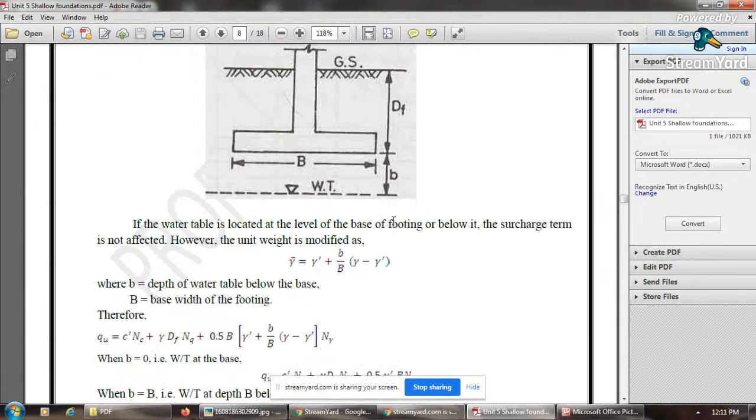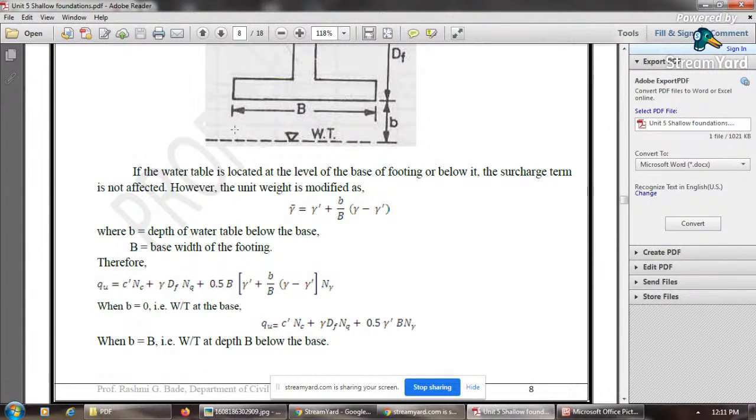So what will be the condition? Let us see what happens. If the water table is located at the level of the base of the footing or below it, the surcharge term is not affected. However, the unit weight is modified. It says that the surcharge load will not be affected, meaning if the water table is within the foundation depth or below it, the surcharge loading will not change, but there will definitely be a change in your unit weight as it is below.